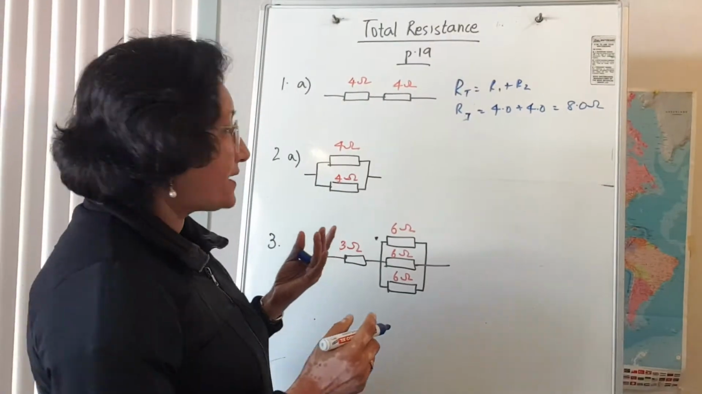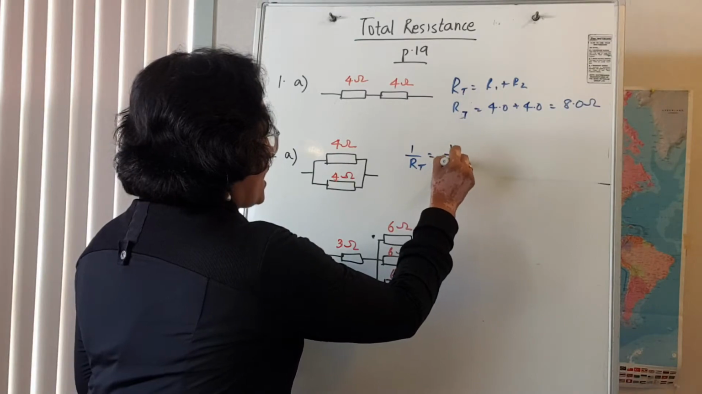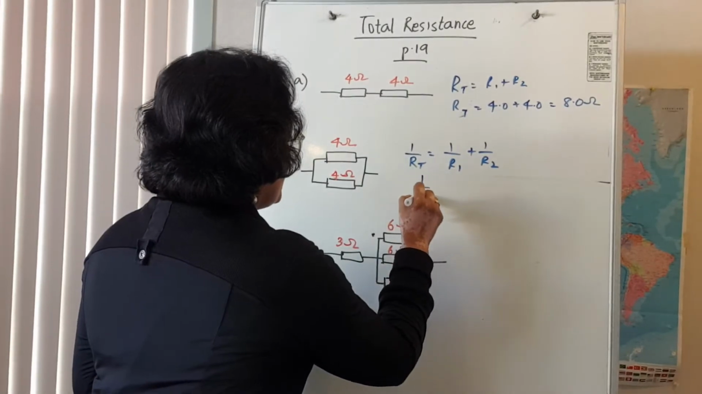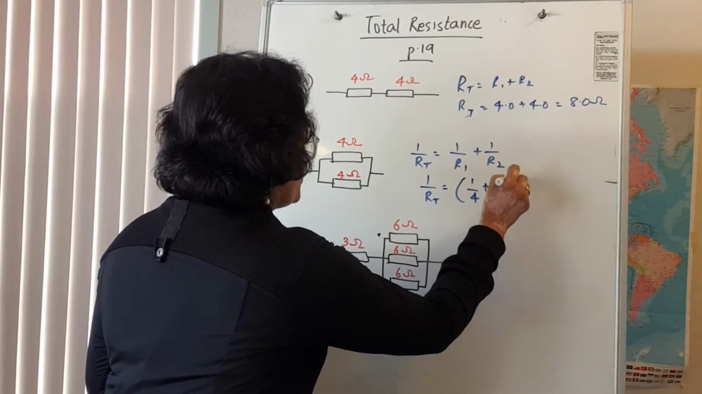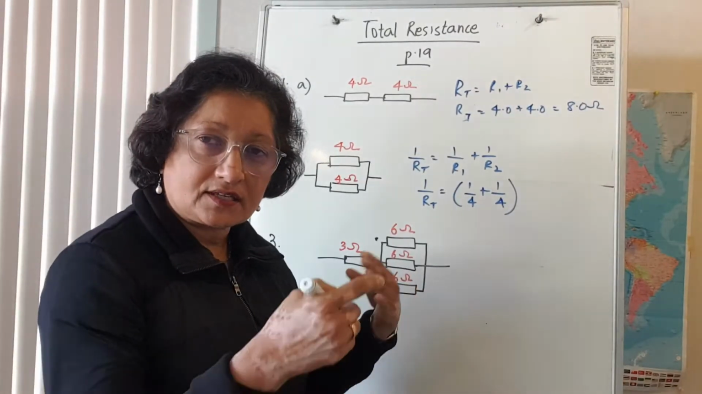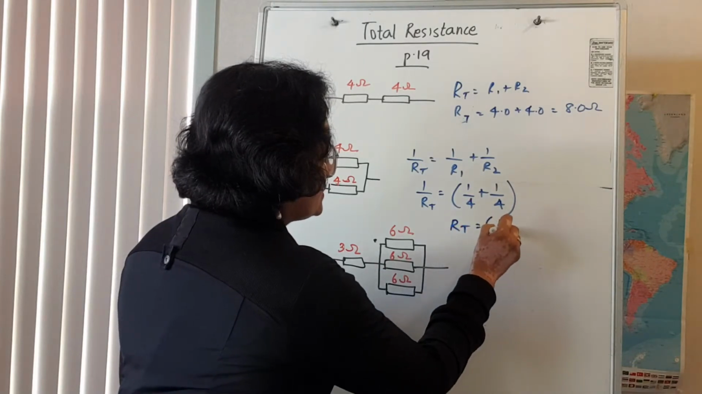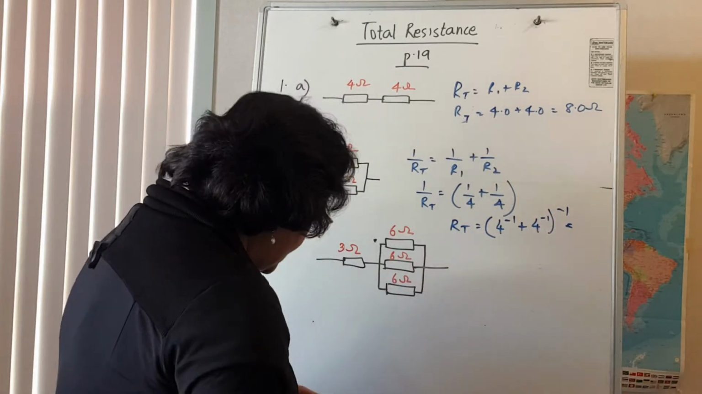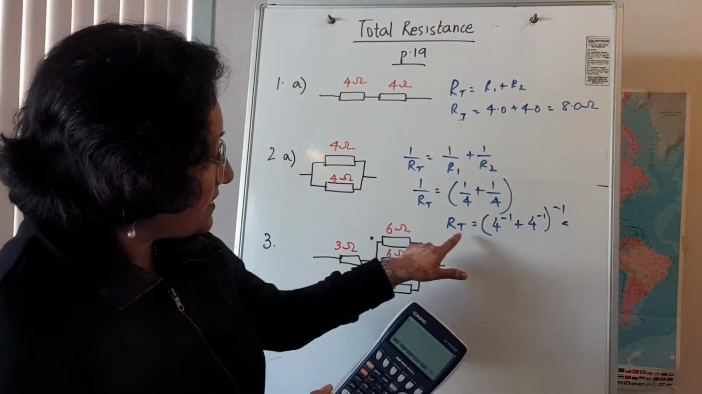The second one, they're in parallel, so 1 over RT is equal to 1 over R1 plus 1 over R2, or 1 over RT equals 1 over 4 plus 1 over 4, and then you're going to get half, which is 1 over RT, so RT is 2 over 1. So that's one way of doing it. Another way of doing it is RT equals, in your calculator, if you do that, you're going to get the answer in one step.